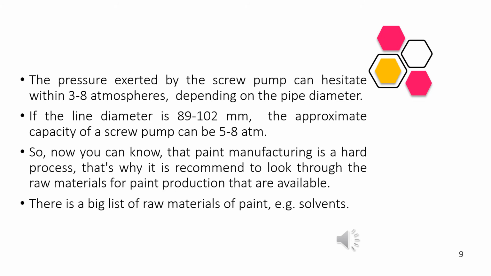What is a screw pump and what is the role of a screw pump? The pressure exerted by the screw pump can range within 3 to 8 atmospheres depending on the pipe diameter. So what is a screw pump? A screw pump is a type of positive displacement pump that uses 2 or more screws that intermesh to pressurize fluid and move it in a system.